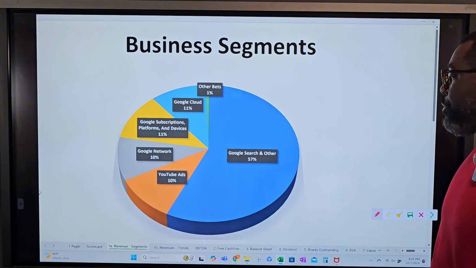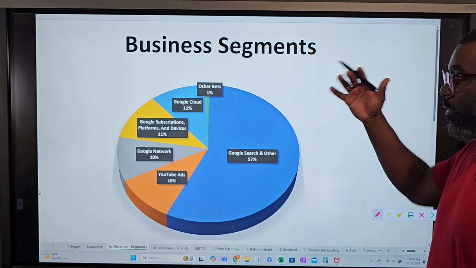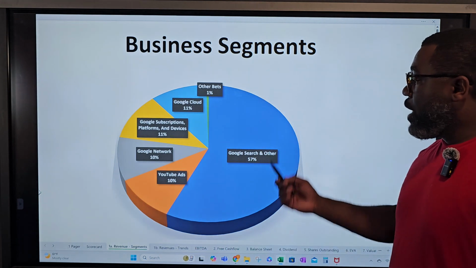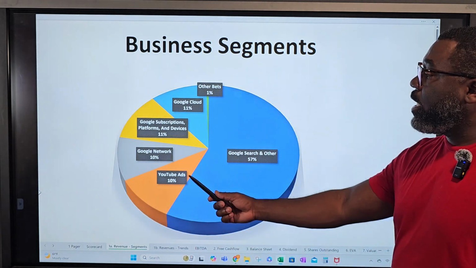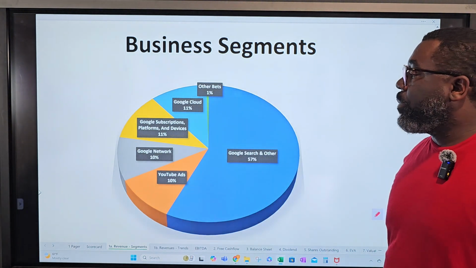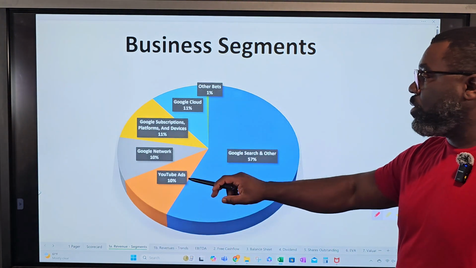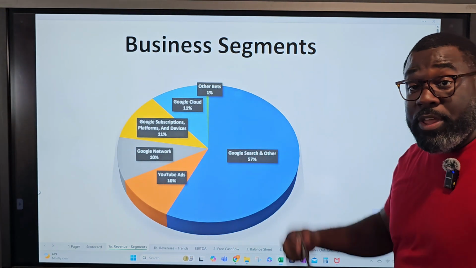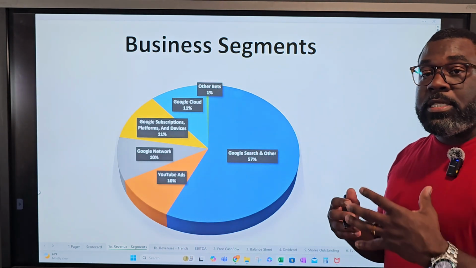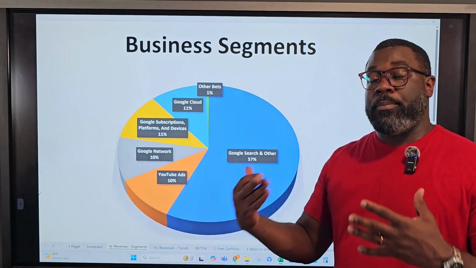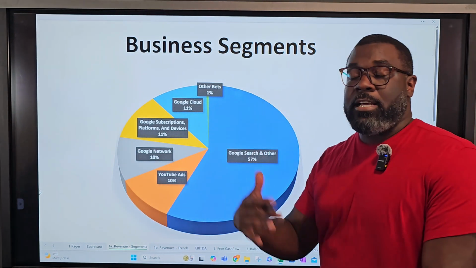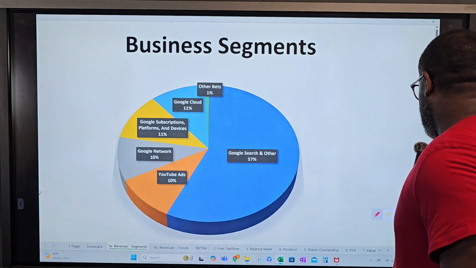Right now, Alphabet is bringing in 57% of their revenues through Google Search, which is their ad revenue. YouTube ads are 10%. You have Google Cloud at 11%, and Google subscriptions, platforms and services at 11% of their revenues. Google Network is 10%. And their Other Bets, the new ventures that are in their baby stages of development, account for 1% of their revenues.